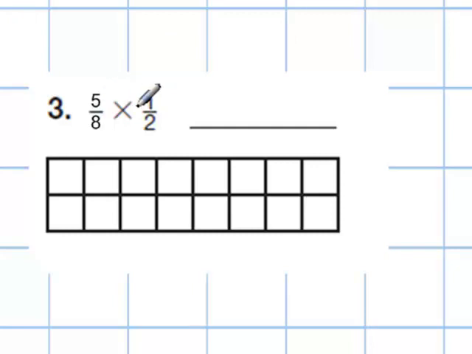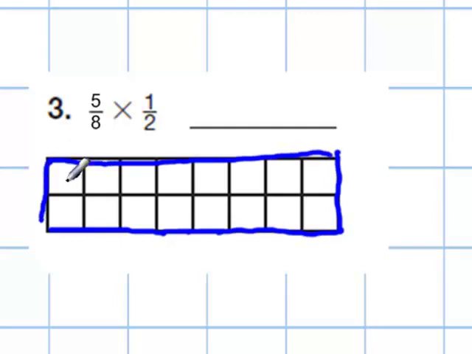Let's take a look at 5/8 times 1/2. This time what we're going to do is go over 8 spaces. 1, 2, 3, 4, 5, 6, 7, 8. And we're going to go up 2. 1, 2. We complete the figure. Let's count by twos. 2, 4, 6, 8, 10, 12, 14, 16. And that's our denominator.